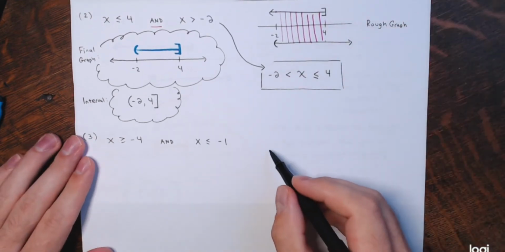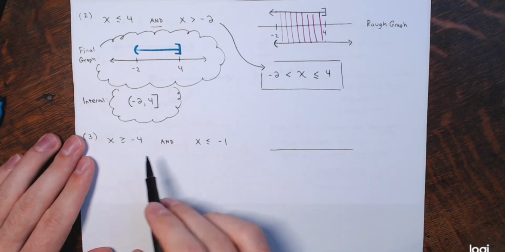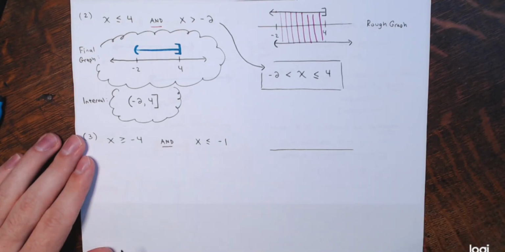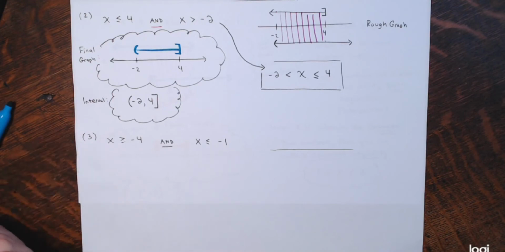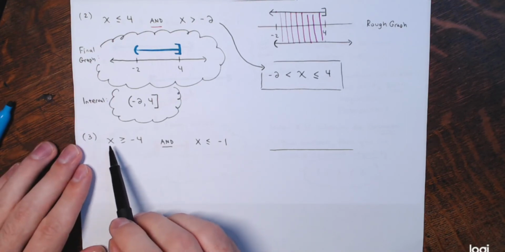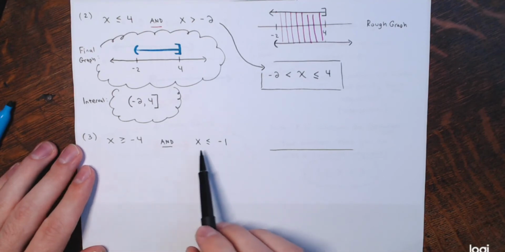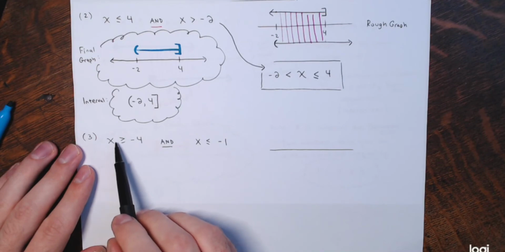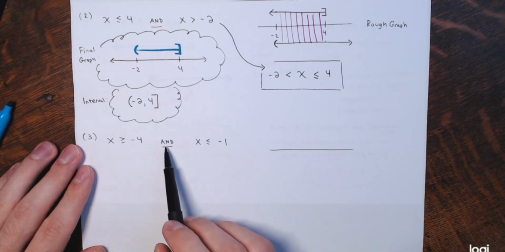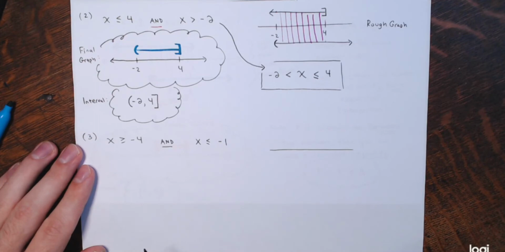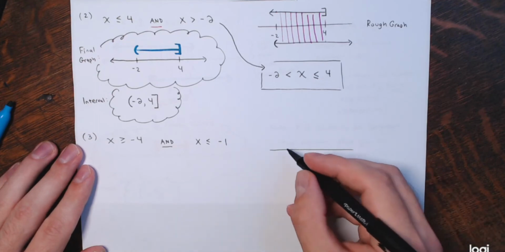So this time I'm not going to write, again, both inequalities are already solved. They're connected by the word and. So same kind of thing as the first two examples. The solutions to this are going to be the numbers that make both of these true, numbers that are both greater than or equal to -4 and at the same time less than or equal to -1.